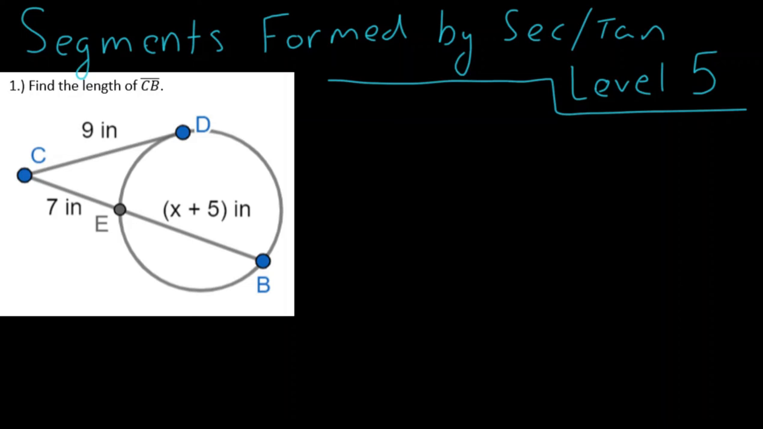Alright, and welcome to segments formed by secants and tangents, level 5. Now, in this very first example, we notice that we have a tangent right here, this line CD, and we also have a secant right here.